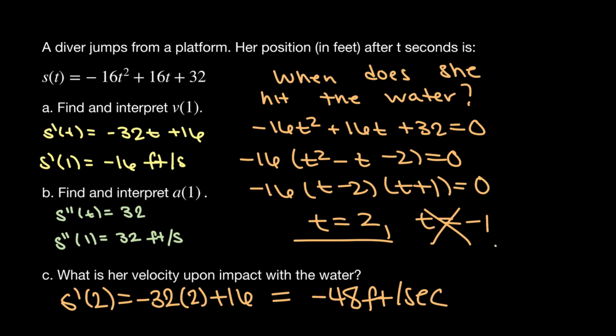So negative tells me she's still going down. Well, that makes sense. She's diving down into the water. And her speed, or the magnitude of the velocity, has gotten a little bit bigger. As she's going down, she's getting a little bit faster and faster. And that's due to that acceleration due to gravity.